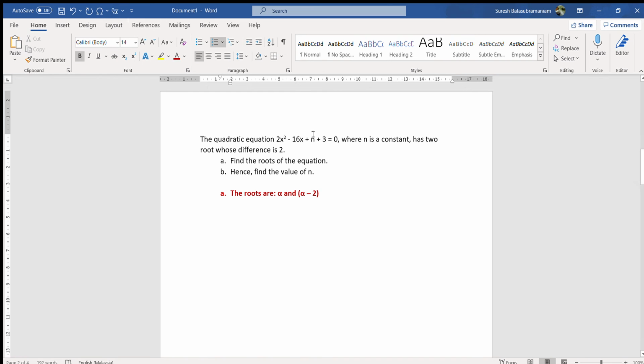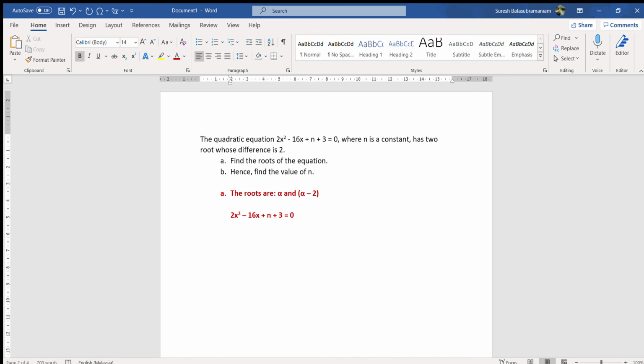Why? Because the question says it has two roots whose difference is 2. So the first root is alpha, the second root is alpha minus 2. Now we know the quadratic equation. What is the quadratic equation? The quadratic equation is 2x squared minus 16x plus n plus 3 equals 0.